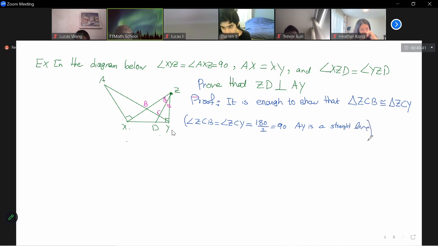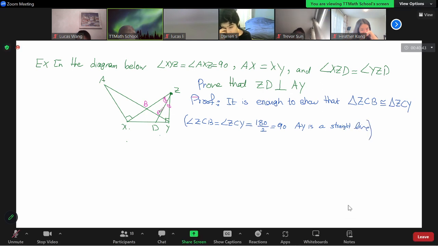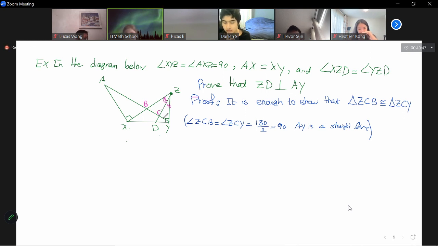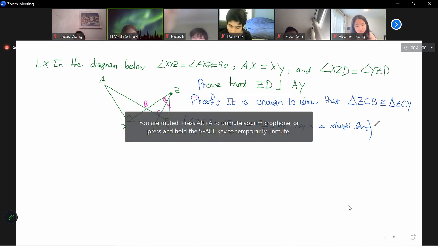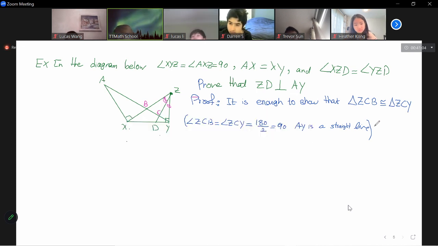So this is a straight line. This angle plus this angle equal 180, and on the other hand they are equal, so they will divide by 2. Is everyone clear on what we said? Okay, good. If you don't understand, please ask. Good. Now let's try to prove, in fact, that these two triangles are congruent, and then we are done. So how to prove these two triangles are congruent?